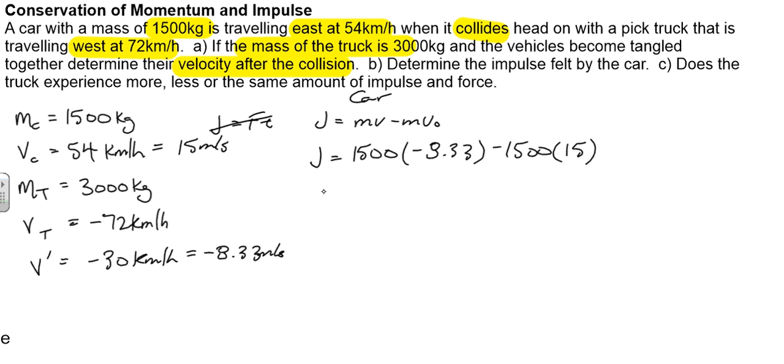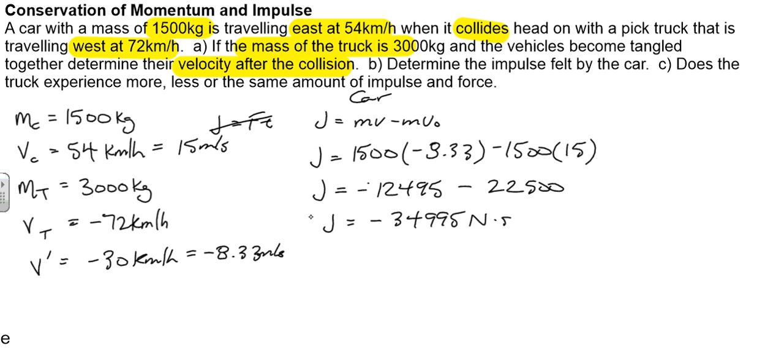If I change that, it's actually 15 meters per second. So do the math here. I multiply these two together, and I get negative 12,495. Multiply these two together, and I get negative 22,500. I add them together, or subtract them, whichever way you want to look at it, and I get negative 34,995 newton seconds, or kilograms times meters per second. Either one of those. So that's the impulse felt by the car.